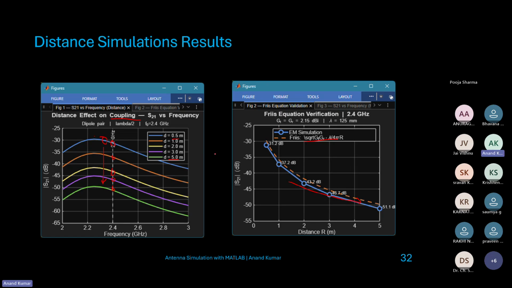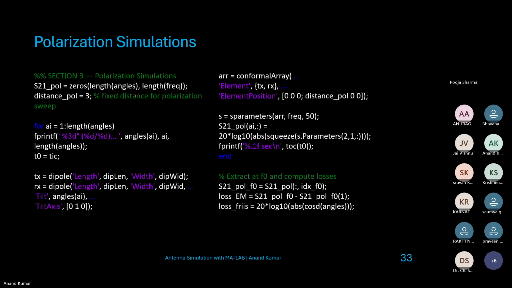Okay, so we'll proceed. In the next slide, we have polarization simulations. Similar to the previous case, we initialize the S21 matrix. Now we fix the distance, and because we are now rotating the dipole, we start with 0 degree orientation. We want to go from 0 degrees to 90 degrees, in steps of 10 degrees.